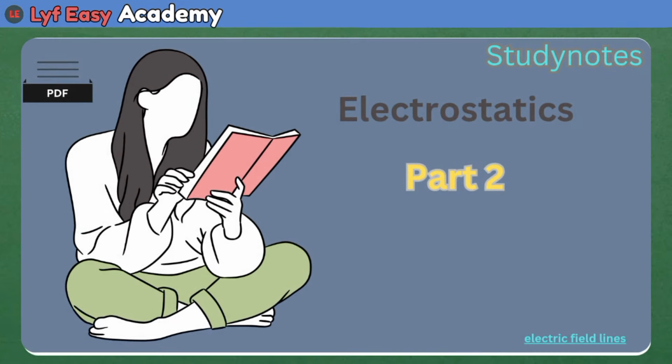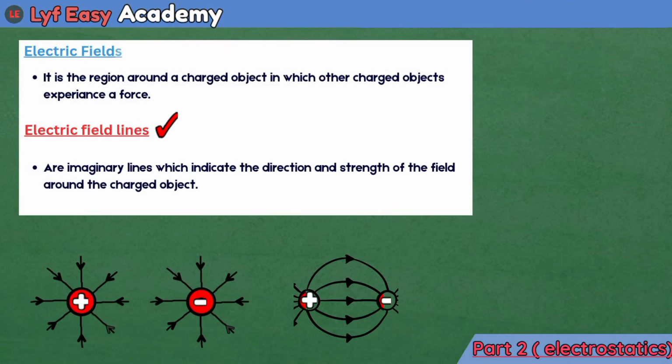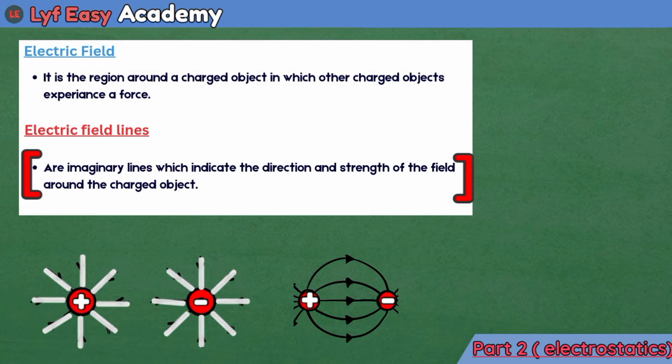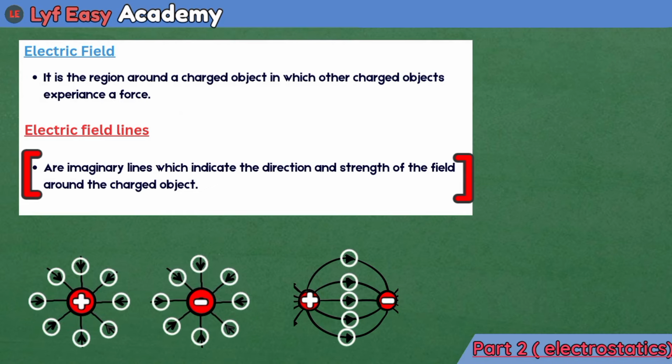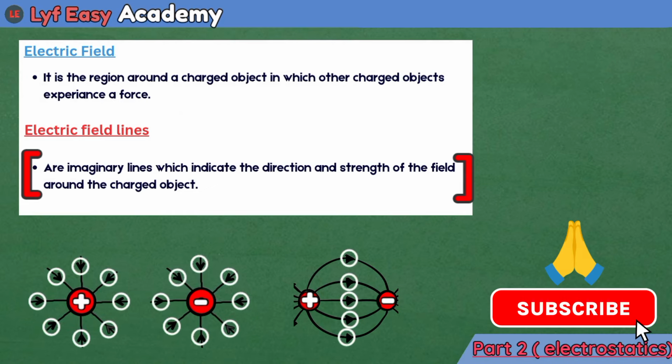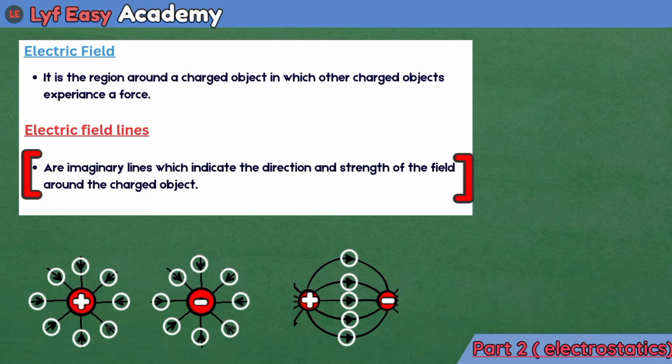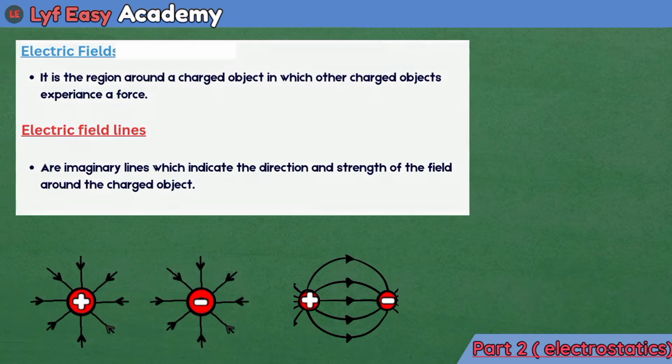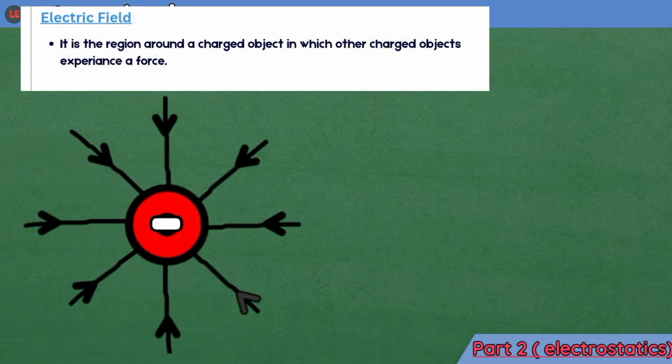Now let us focus on talking about electric field strength around or in between charges. But first we define electric field lines and electric field strength. Electric field lines are imaginary lines which indicate the direction and strength of the field around the charged object. These are the lines we were talking about recently, which we said are around a charged object. Remember? An electric field is the region around a charged object in which other charged objects experience a force.